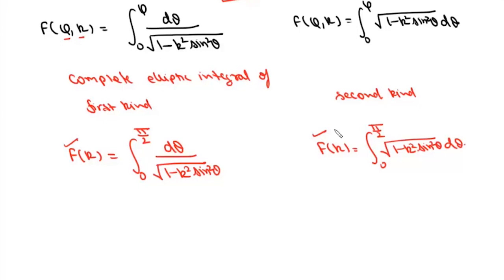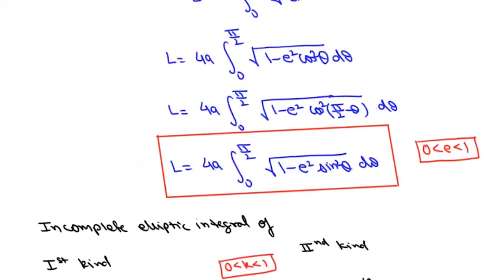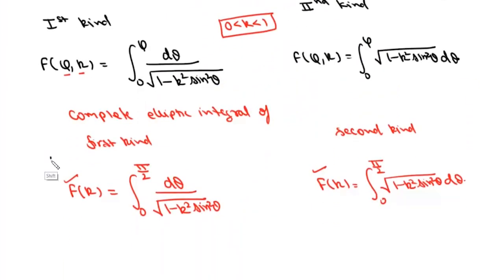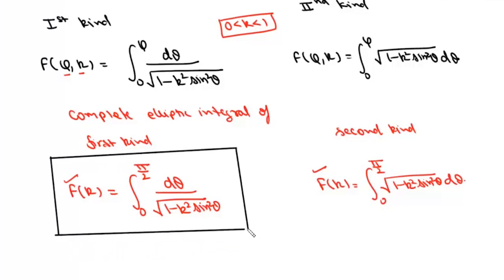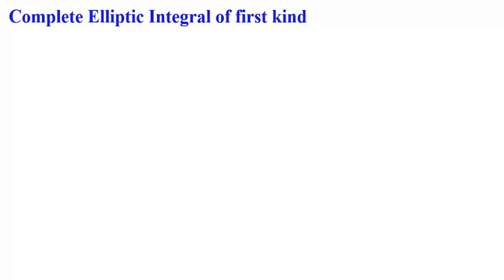Now we know elliptic integrals cannot be solved analytically. Then how do we solve them? We solve these elliptic integrals using series expansion. So what we'll do is, we'll take up both the complete elliptic integrals and try and solve them. And then using that solution, we'll try and write a formula for arc length of an ellipse. We'll begin with solving complete elliptic integral of first kind.